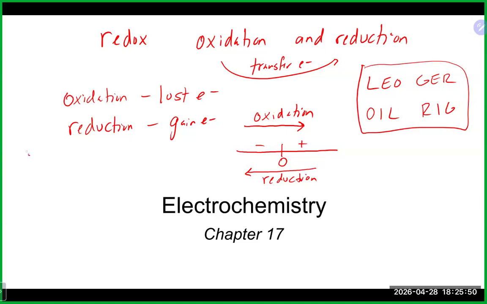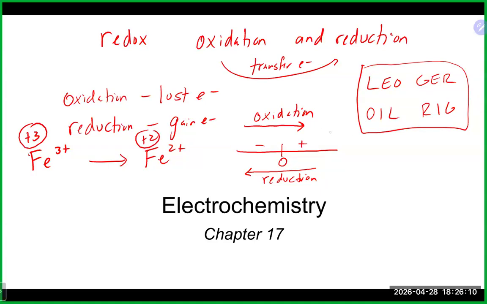So if you had something like an iron 3 on this side and an iron 2 on that side, obviously the charges here are the oxidation numbers of these ions. We have something that started at +3, ended at +2.